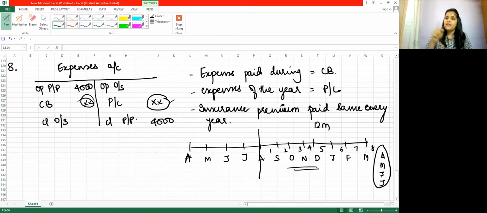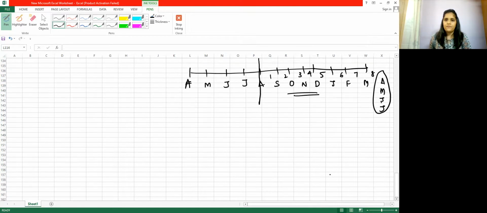If they say that insurance premium paid is same every year, then whatever is the opening prepaid, you will take the same as closing prepaid. Lot of students forget that there will be a closing prepaid and do not take it, then the entire calculation will go wrong. So you have to be very careful. If they say insurance premium paid is same every year, then opening prepaid is equal to closing prepaid. Clear till here? Chalo, let's go to the next one.